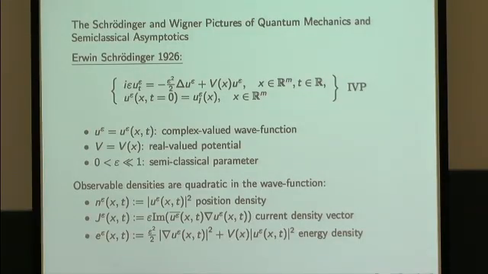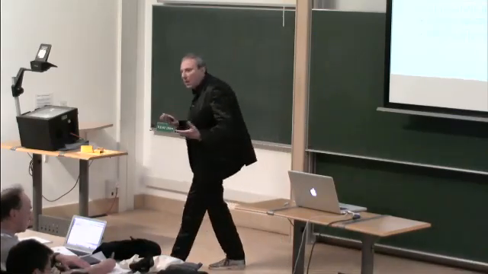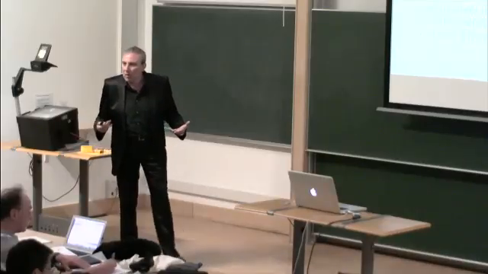Another observable would be the current or the flux density vector, which is computed by taking the spatial gradient of the wave function, multiplying by the complex conjugate of the wave function, taking the imaginary part, and for good measure, rescaling by epsilon. So you see this is also a quadratic quantity in the wave function. Energy density likewise. So it means essentially you have to solve your linear equation, and then you have to do a quadratic post-processing job on it.